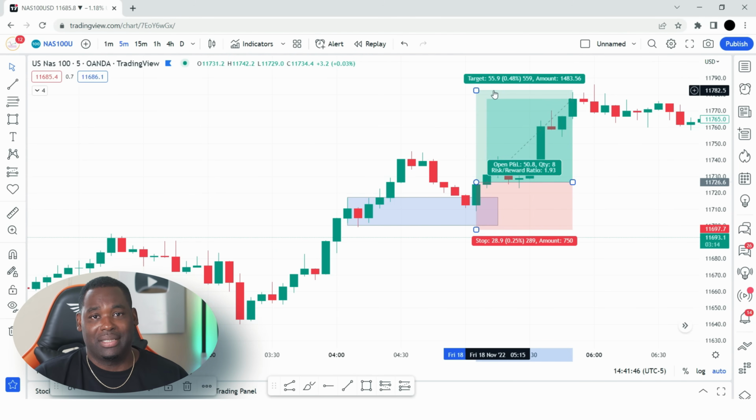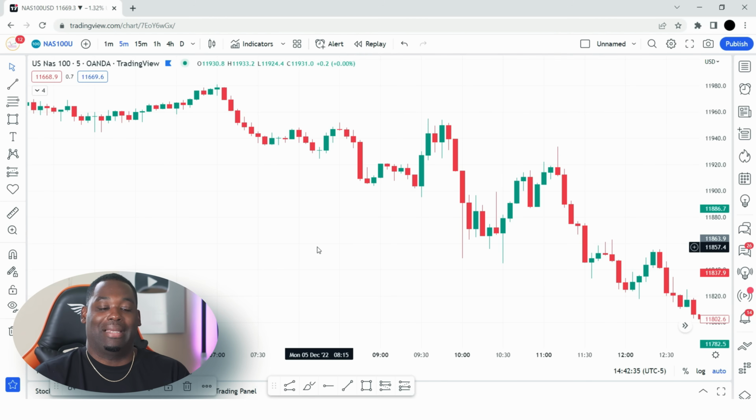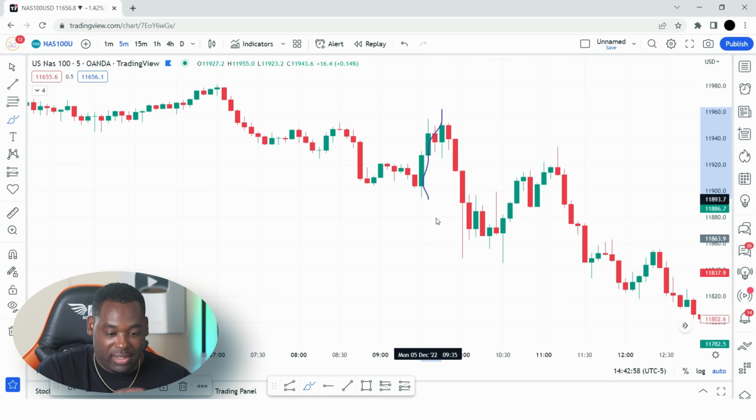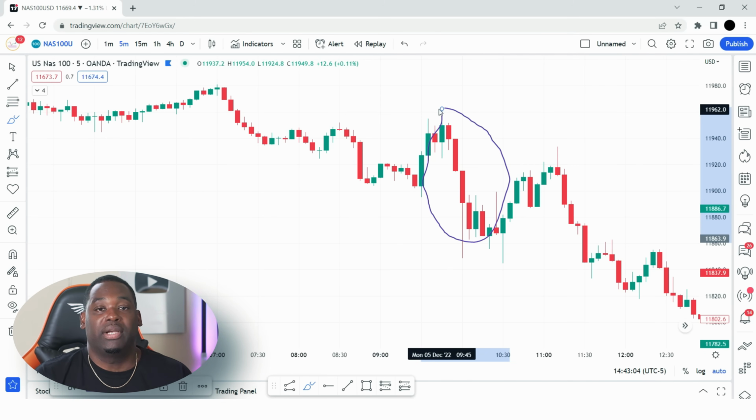So let me show you guys another example. Here is a down example. The market is trending down. So instead of looking for demand, now we're looking for supply, which is aggressive selling to the downside, right? So we see this right here, aggressive selling. So we know there are big players in the market and we want to follow the big players because they are able to move the market, right?